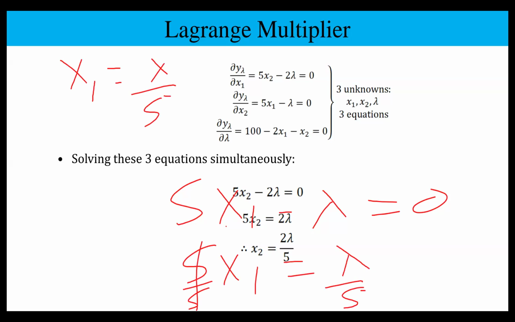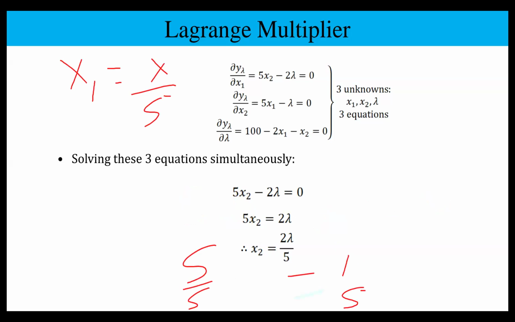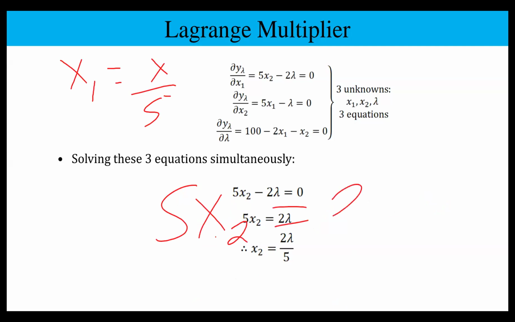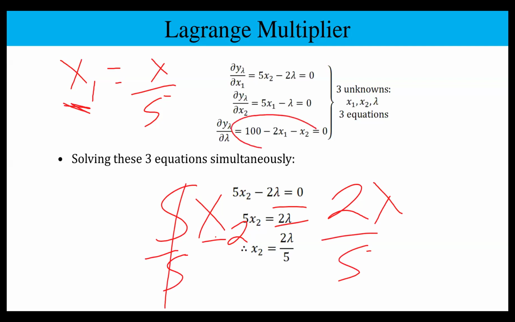Okay. Then let's solve for x2. 5x2 equal to 2 lambda. No negative 2 lambda because of the equal sign. Then you divide through by 5. And this is your x2. Now you have the x1 and the x2. Then we want the value of lambda. What you do, this x1 and x2 shall be substituted into this last function, the 100 minus 2x1 minus x2 equals 0, so that we can solve for lambda.